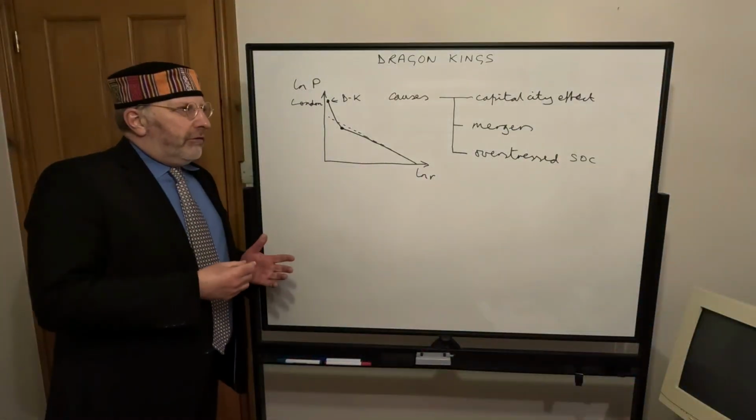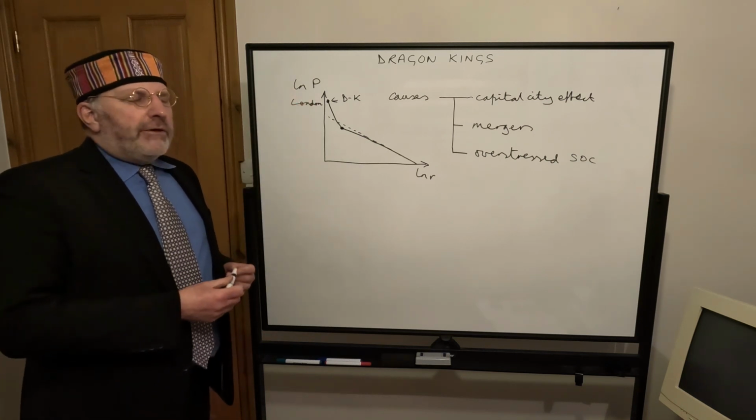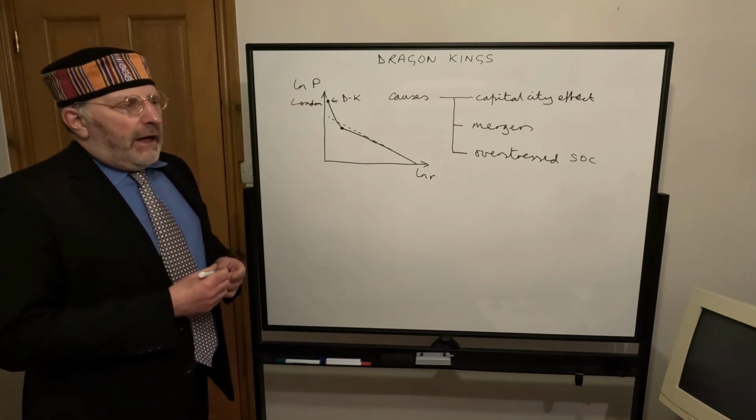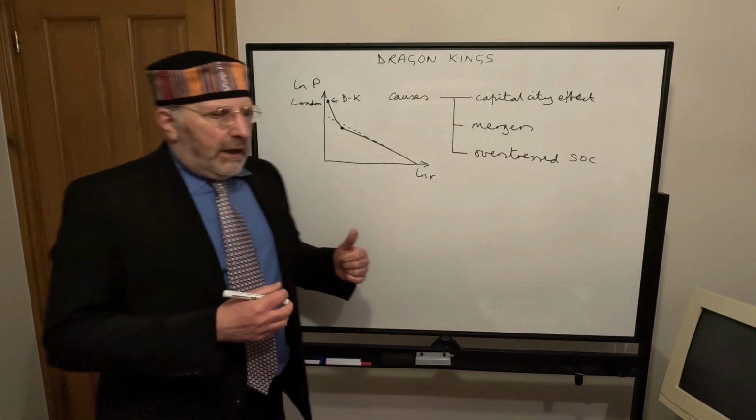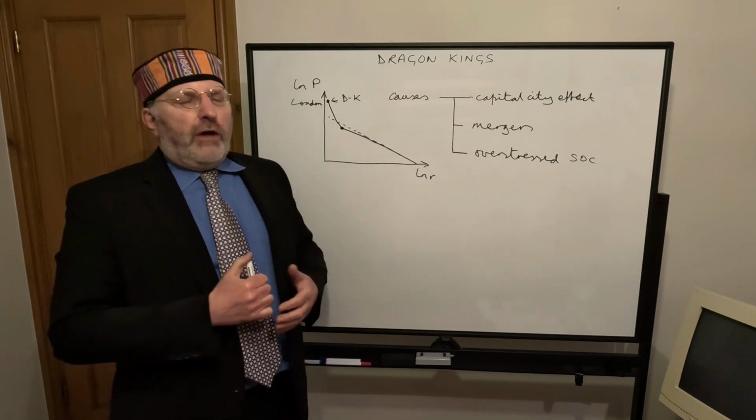And these Russian researchers then develop a model to explain the origin of dragon kings. And their model is based on a system where people can influence each other's behaviour.